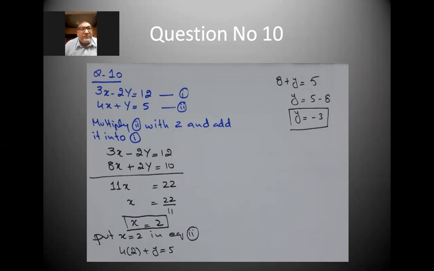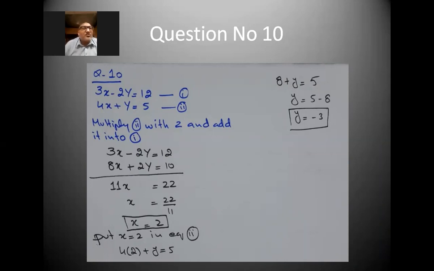Second one is equation number 2. So to make the denominators of the y same, what I will do, I will multiply the second with 2 and add it into the first. So I will have 3x minus 2y equals 12. When the 4x plus y equals 5 is multiplied with 2, the answer will be 8x plus 2y equals 10.